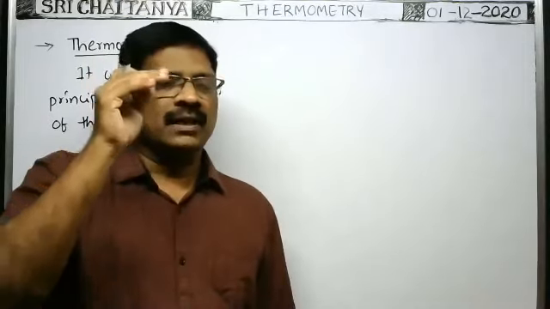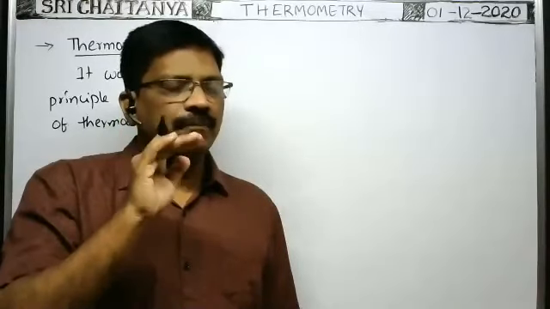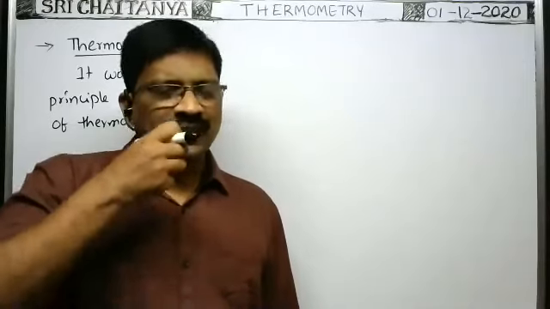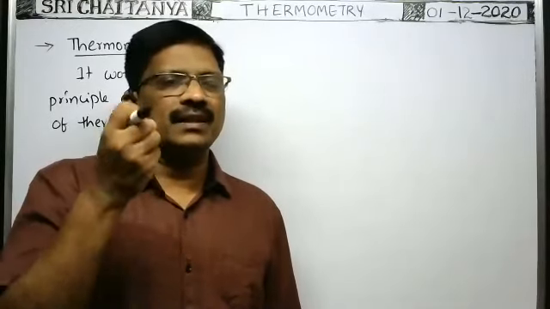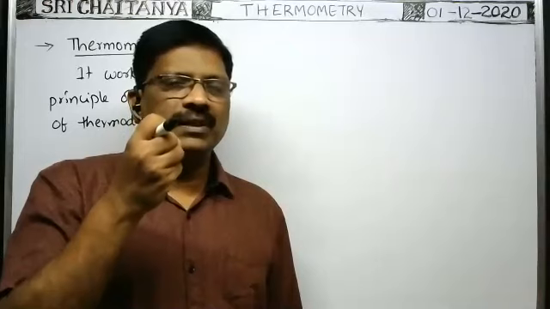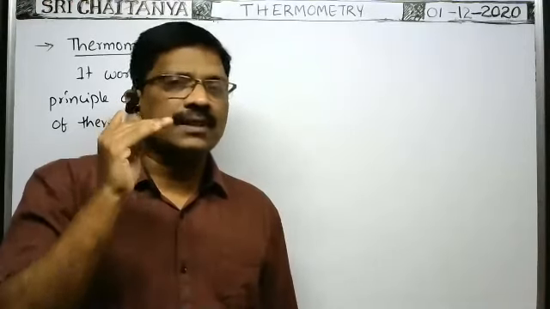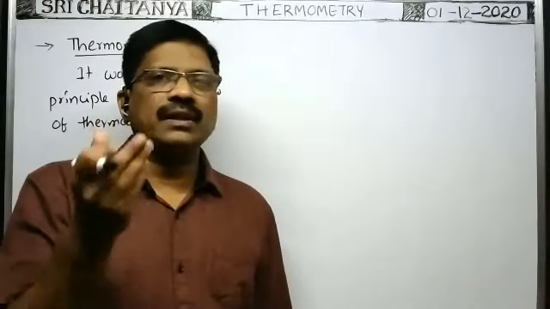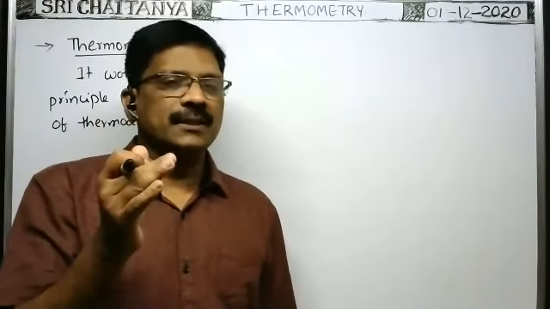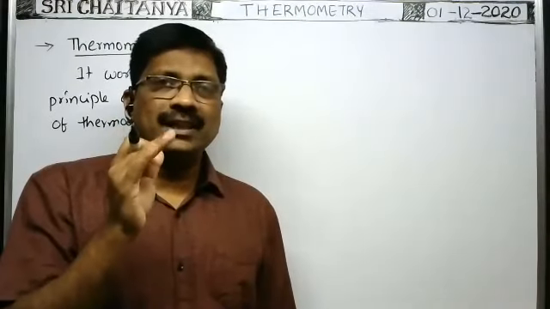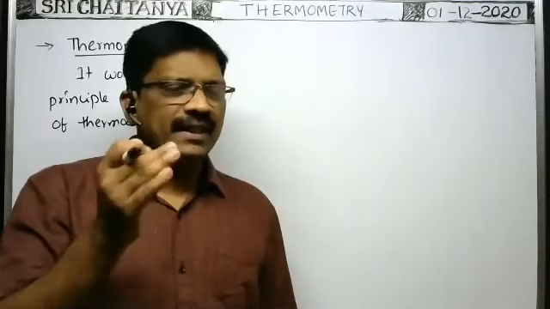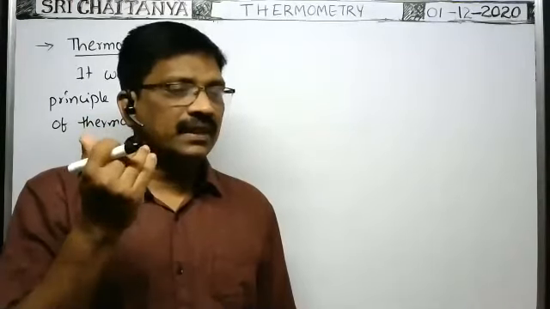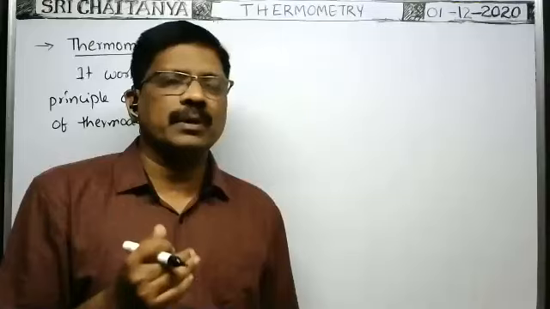So the heat energy is absorbed by the mercury in the thermometer, then the kinetic energy of the mercury increases, so the temperature increases. After some time, when the temperature of the mercury and the temperature of our body are both equal, thermal equilibrium is reached. Already I said, whenever thermal equilibrium is reached, exchange of heat energy takes place between them, but there is no net transfer of heat energy from one body to another.